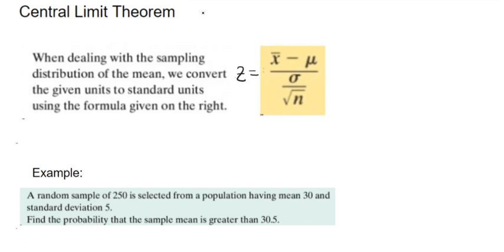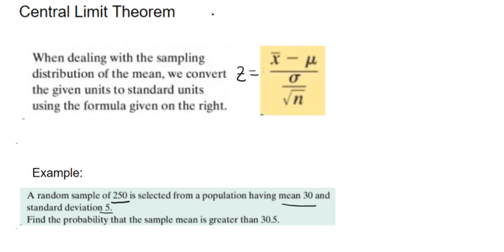A random sample of 250 is selected from a population having a mean of 30 and a standard deviation of 5. If you pretend that this is a real life example, it could be something like age or height. Think that the mean age of people in a whole country, maybe all of Ireland, is 30, and that the standard deviation is 5. That's the average for the whole country.